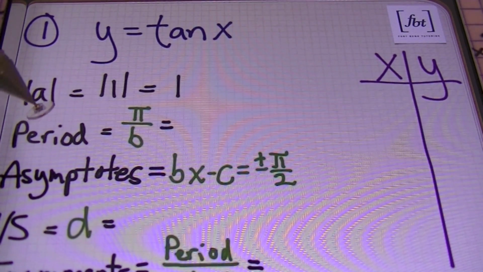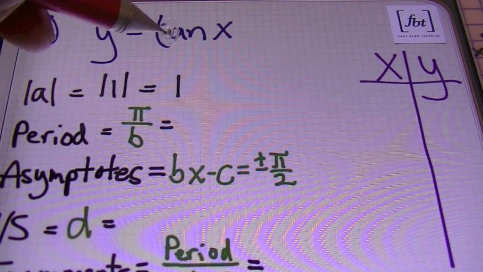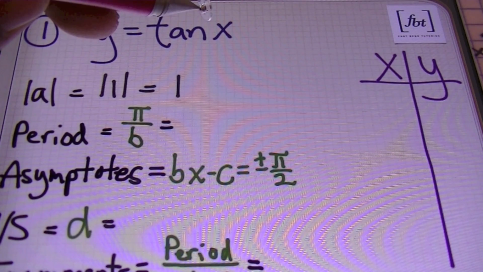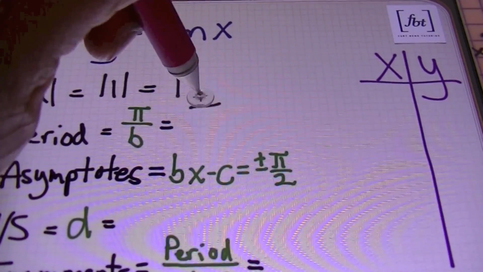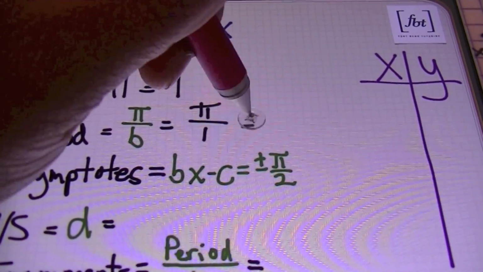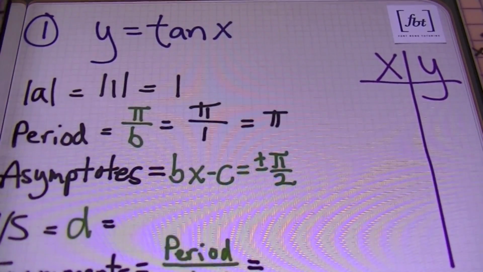My period, ladies and gentlemen, is going to be pi divided by b. The b value is the coefficient of the x term here. So that b value in this case is going to be 1. So I'll end up with pi over 1, which simplifies to give me a value of pi.